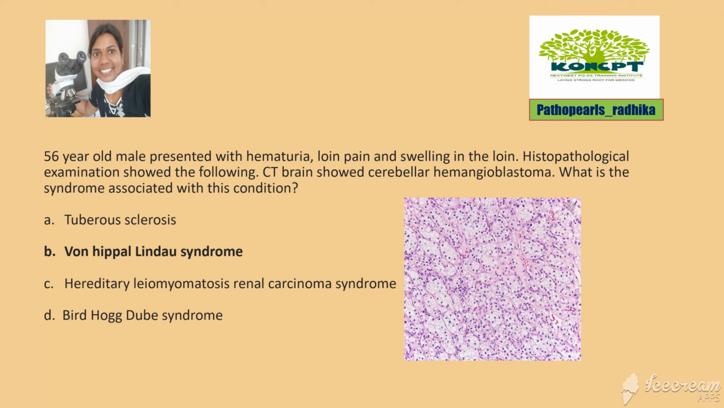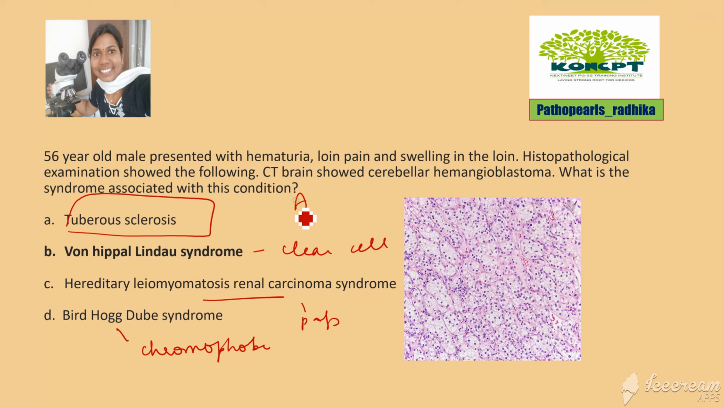So all these syndromes are associated with RCC: VHL with clear cell, hereditary leiomyomatosis with papillary RCC, Birt-Hogg-Dubé with any type, but most common is chromophobe. And in tuberous sclerosis, you can have angiomyolipoma. This is one tumor which can occur in the retroperitoneum in case of tuberous sclerosis.